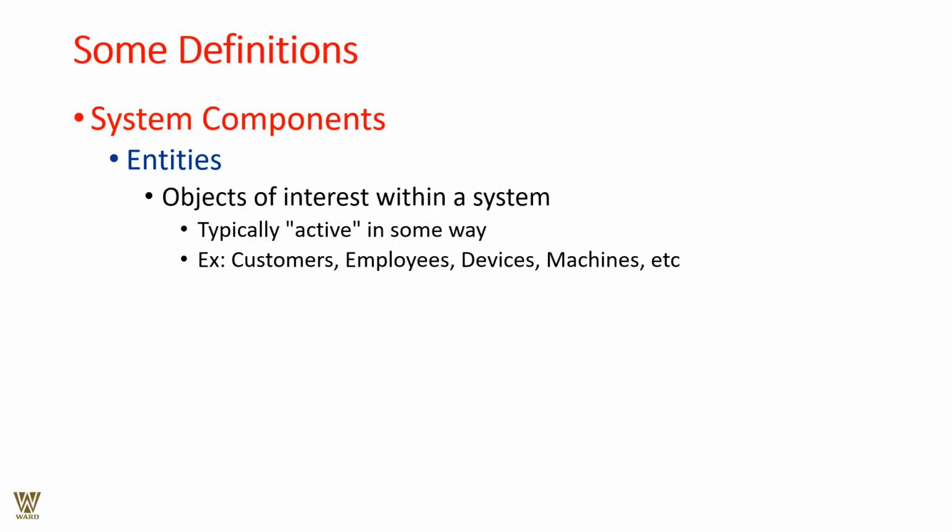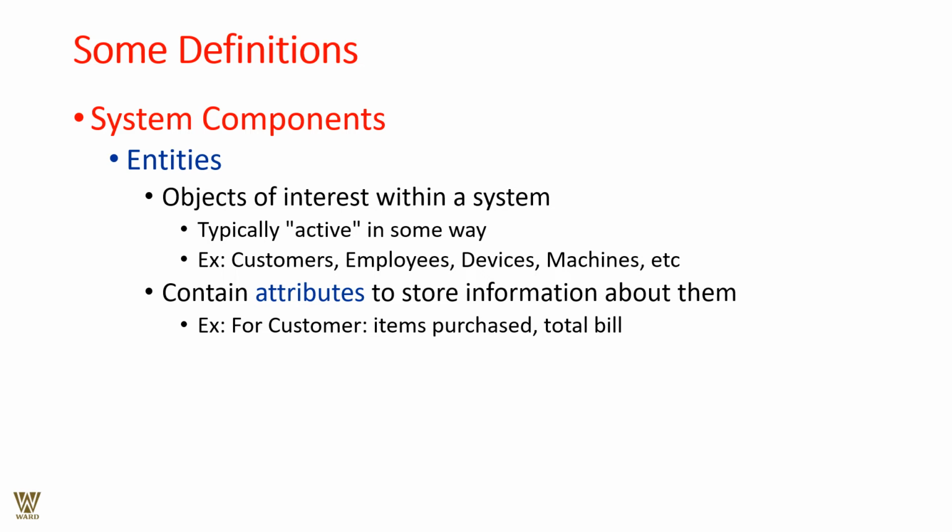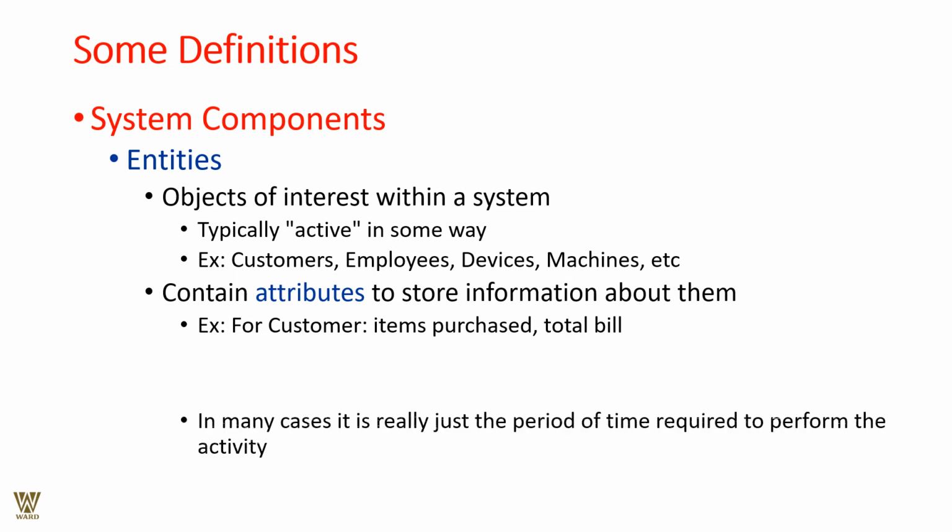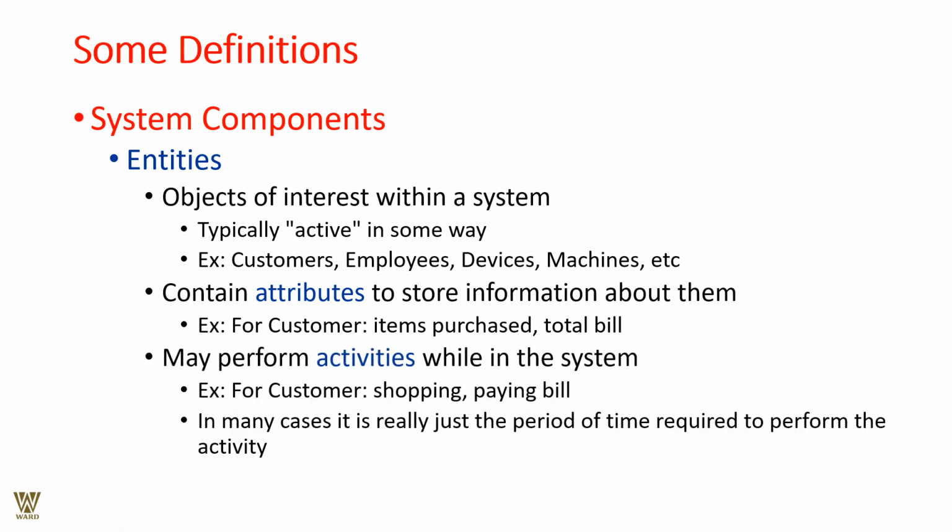So we'll talk about system components, let's say entities: objects of interest within a system, typically active in one way or another. Let's say we're talking about customers, employees, devices, machines, etc. We can attribute certain information, certain attributes, either for the customers or for the employees or for the devices or for the machines. For example, for customers, it can be the number of items purchased, or the usual total bill per se.